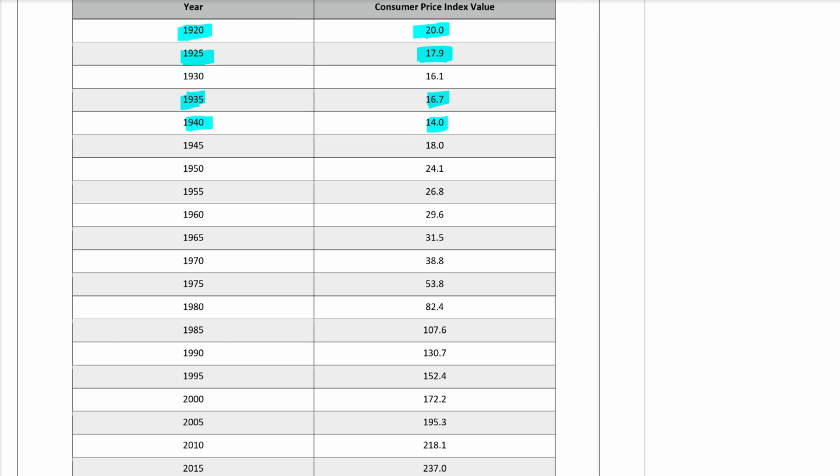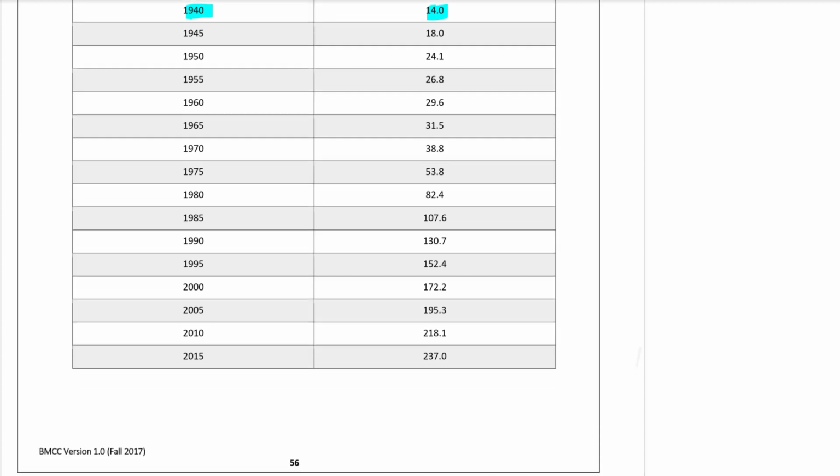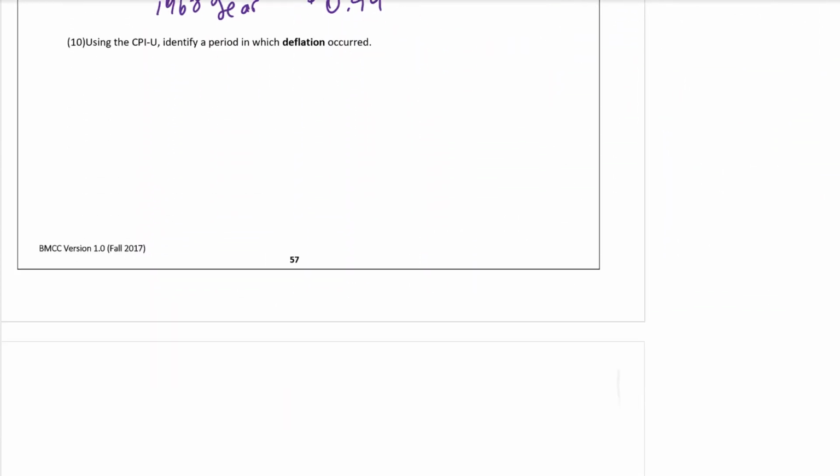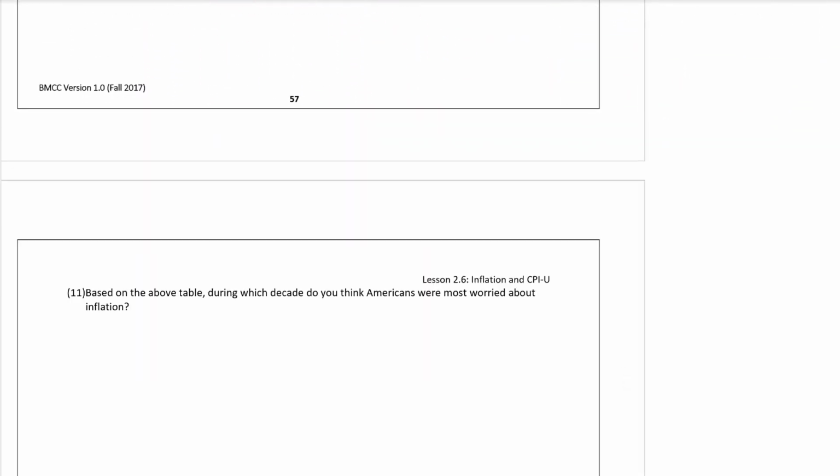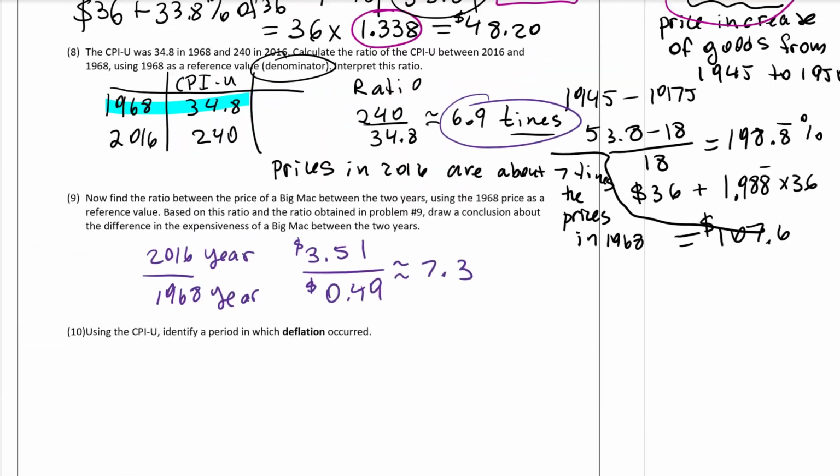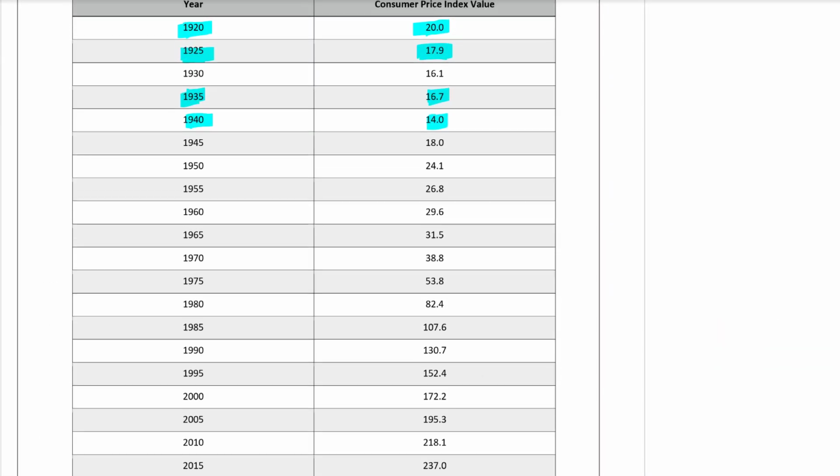Now, when the prices do go down, it's not necessarily a good thing. Deflation might look good for the consumer, but it can also show that there's some uncertainty in the economy. Again, this course is not in economics. What we want to do here is to understand just how to measure the value of goods. So question number 11 is asking us, based on the above table, during which decade do you think Americans were most worried about inflation? When was the time when people were worried most about inflation?